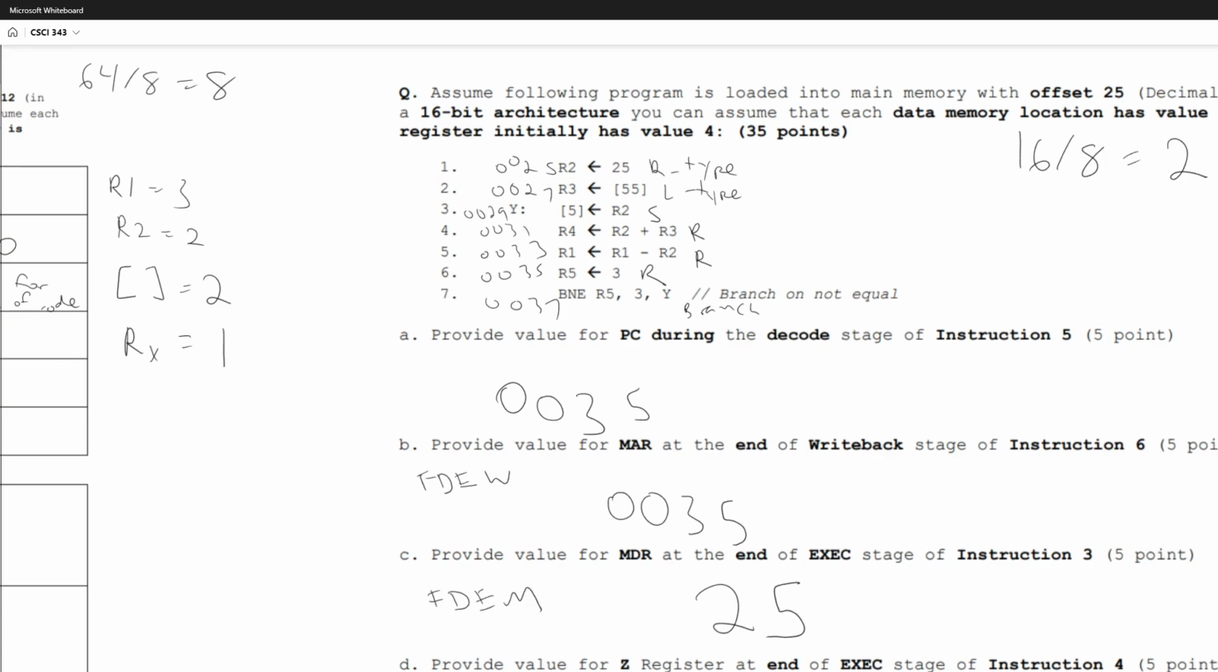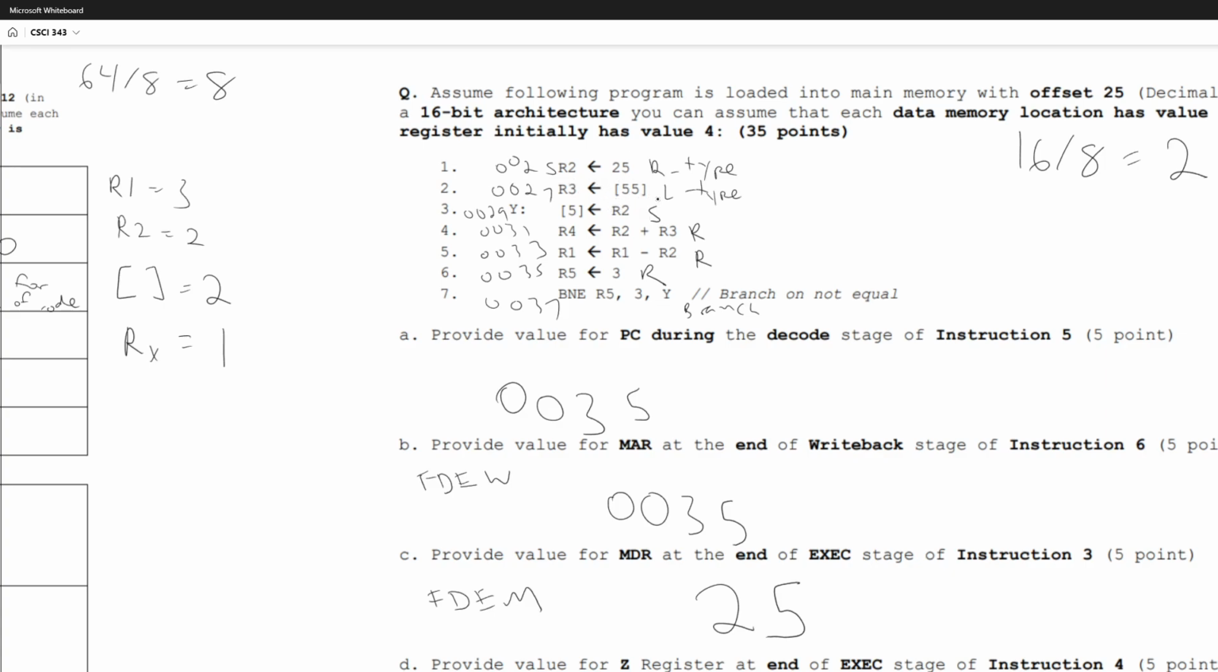Provide the value for the Z register at the end of the exec stage for instruction 4. That's an R type, so fetch, decode, exec, write back. During the exec stage is when the ALU is going to be used. So instruction 4, R2 plus R3. R2 has 25 plus whatever's in R3.